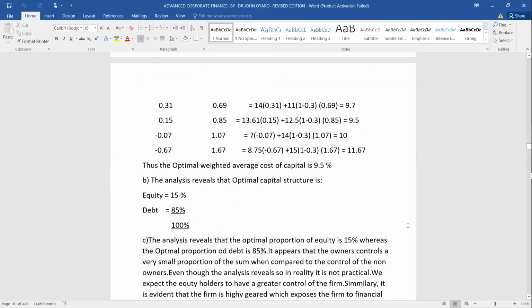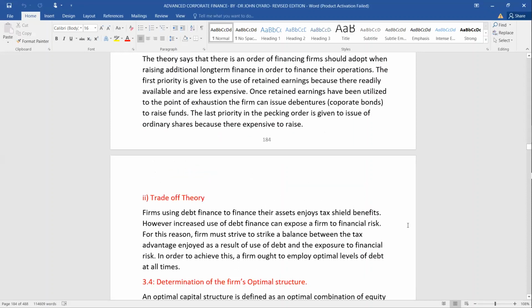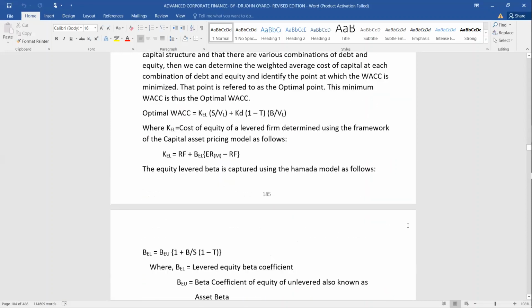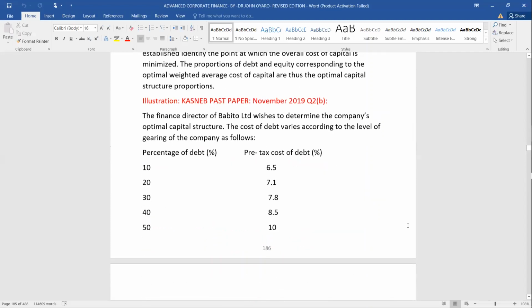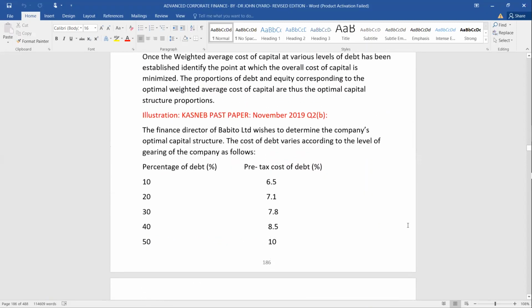So I think that is the issue, and you can establish the optimal level on the basis of looking at where the firm's value is maximized and the overall cost of capital is minimized. But before that, when we bring in this issue of optimal capital structure computation, the other interesting thing is that the capital asset pricing model comes in.